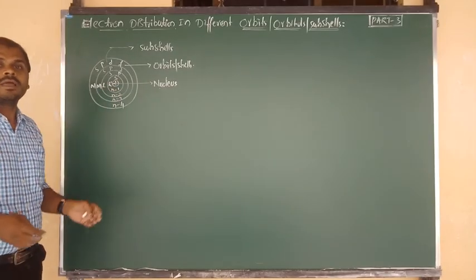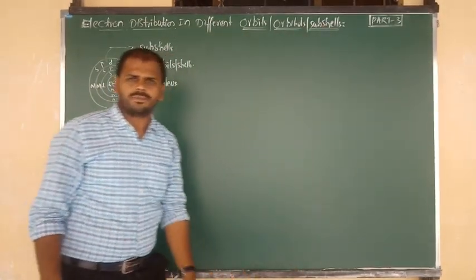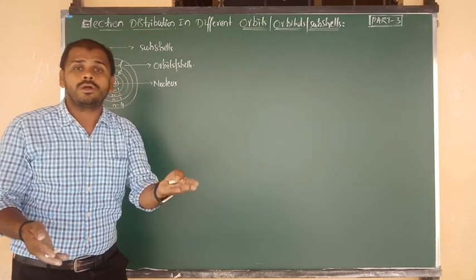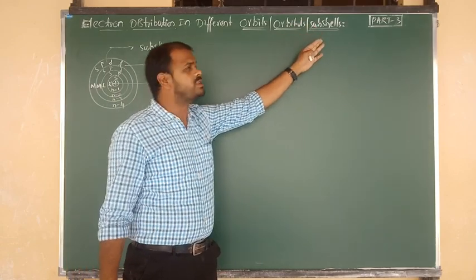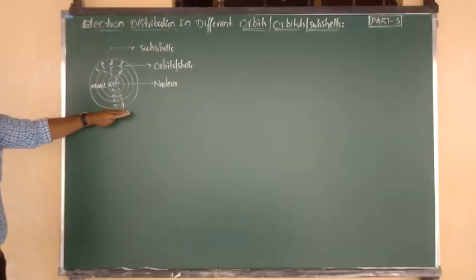That means the number of the orbit is equal to the number of subshells. The first orbit contains one subshell, the second orbit contains two subshells, the third orbit contains three subshells. It means the subshell number is equal to the orbit number. I hope you understand. The story is clear?